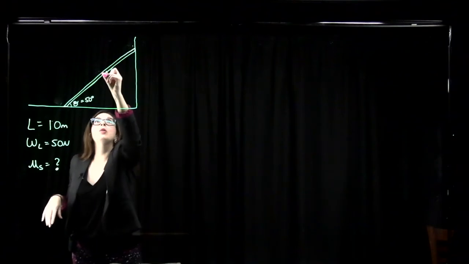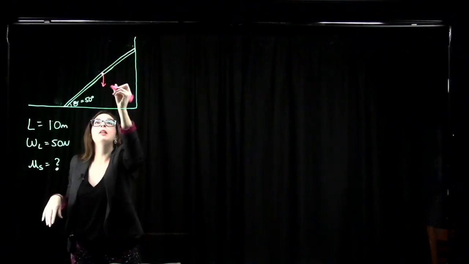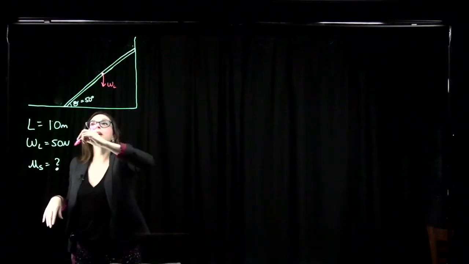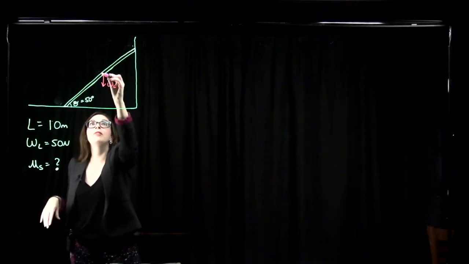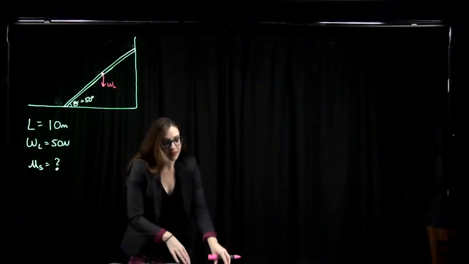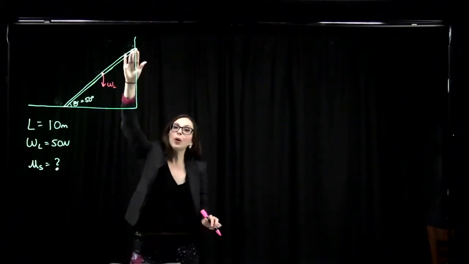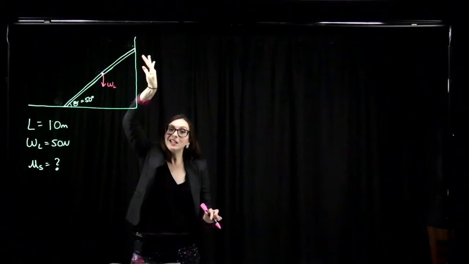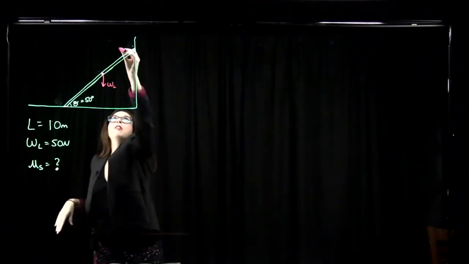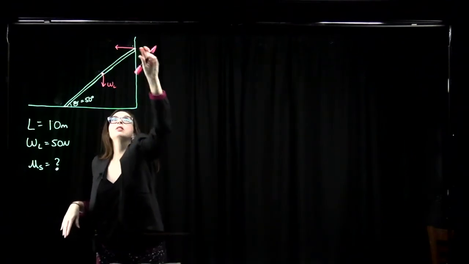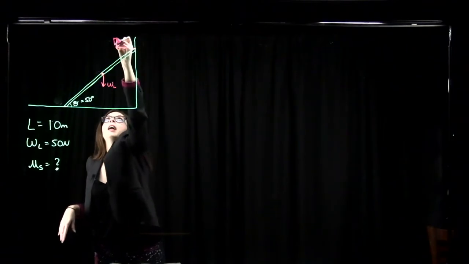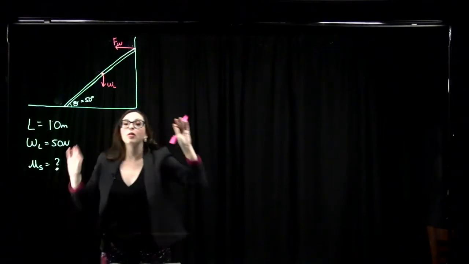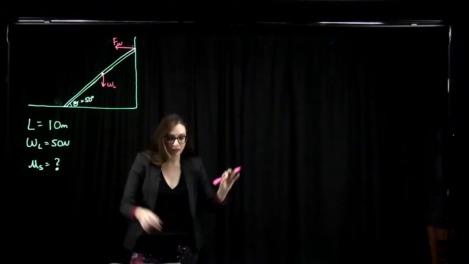So I'm going to draw in the weight of my ladder right here. I'm going to call it W sub L for the weight of the ladder. The distance from here, where it's touching the ground, to where that weight is centered is half its length, 5 meters. And then we have the force up here that the wall is exerting on the ladder, and that force goes in this direction. I'm going to call that F sub W, the force of the wall on the ladder.